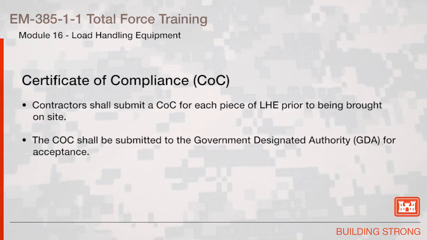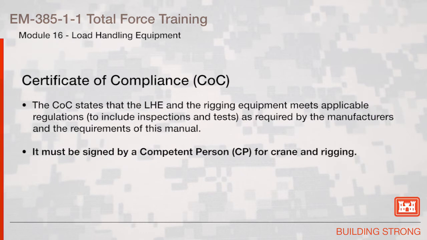Contractors shall submit a certificate of compliance for each piece of load handling equipment prior to being brought on site. The certificate of compliance shall be submitted to the government designated authority for acceptance. The certificate of compliance states that the load handling equipment and the rigging equipment meets applicable regulations to include inspections and tests as required by the manufacturers and the requirements of this manual. It must be signed by a competent person for crane and rigging.